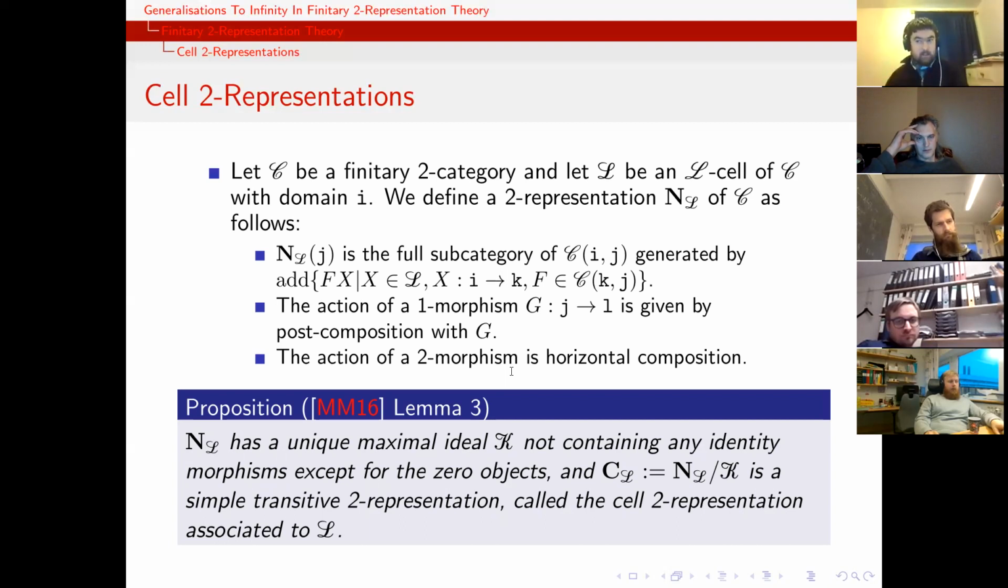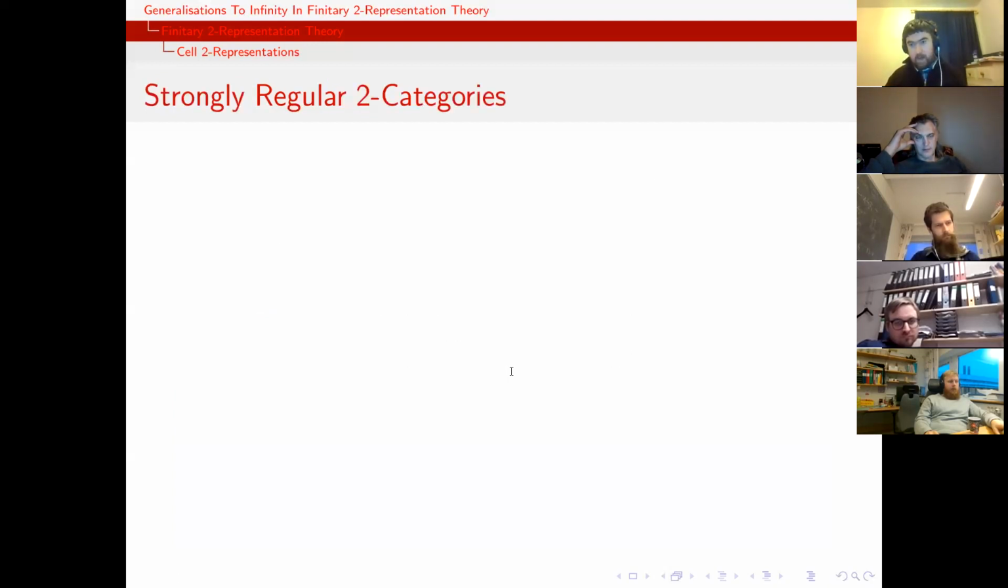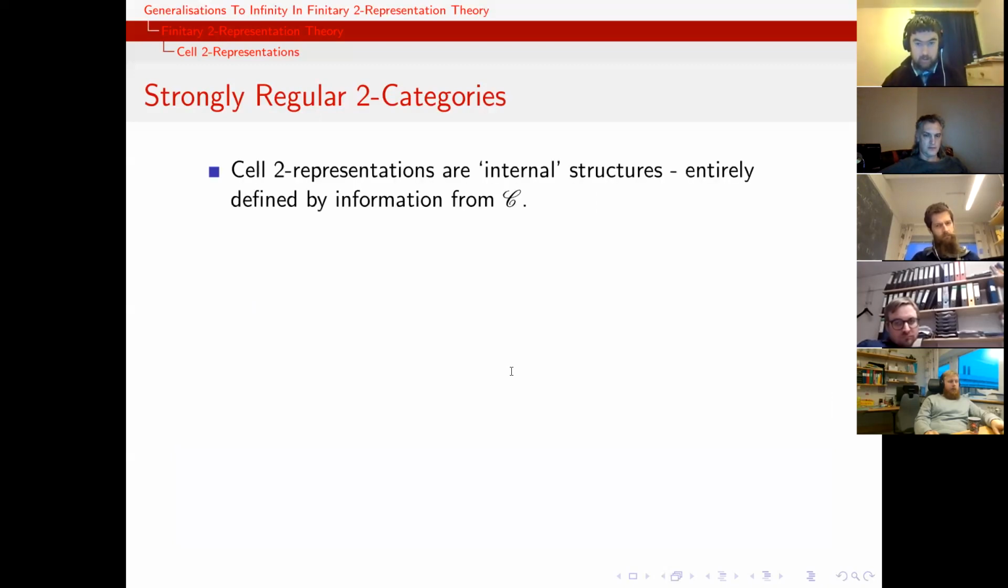So although this two-representation isn't transitive, it does have the same property as transitive two-representations in that it has this unique maximal ideal, which doesn't contain any identity morphisms. In this setup, they're technically morphisms, though obviously in the original two-category, they're two-morphisms, except for those for the zero object or one-morphisms. And so we have this maximal ideal. So the quotient, by a similar reasoning to previously, is a simple transitive two-representation. And this is called the cell two-representation associated to the left cell. So this is, using the terminology from previously, an internal construction. It is entirely defined by information that comes from the two-category.